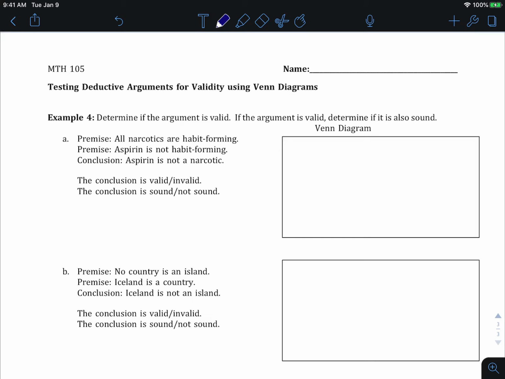So A says the premise, one of them, is all narcotics are habit forming. I'm not even going to read any more. I'm just going to draw a Venn diagram based off of all narcotics are habit forming. Remember, all is kind of like our keyword for subsets. So I'm going to make a big circle, and this is habit forming. And then in your little circle, that's where your narcotics are. It was too hard to write the whole word, so I'm just going to put an N for narcotics.